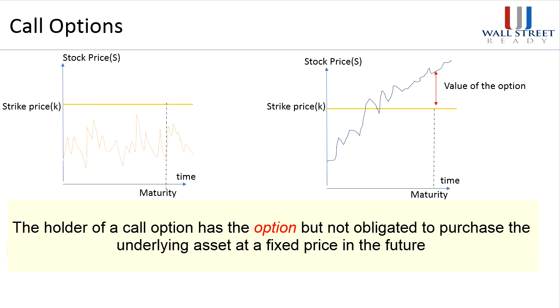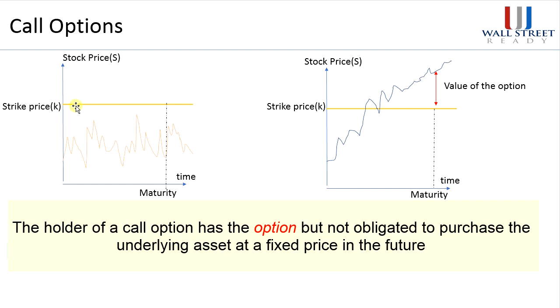So basically, the holder of a call option has the option but is not obligated to purchase the underlying asset at a fixed price in the future. So here I'm showing you a diagram. Let's assume that you have entered into a call option. You have purchased a call option, which means that you can purchase the underlying asset at this particular price, which is called the strike price. It's part of the contract. It's the fixed price at which you can purchase a particular asset in the future.